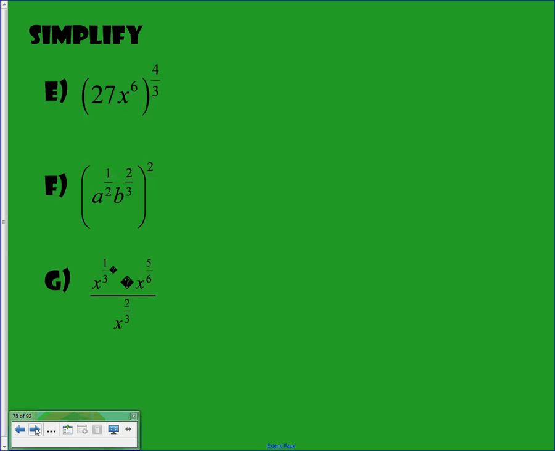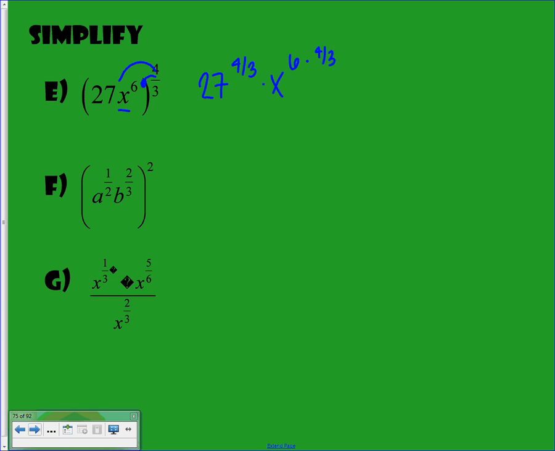If I look at example E, I've got 27x to the 6th all to the 4/3. Again, remembering way back in the beginning of the chapter, you have to distribute that 4/3 to both of these. So that gives me 27 to the 4/3, and then x. And here I only have one base, which means I need to multiply. So I need 6 times 4/3.